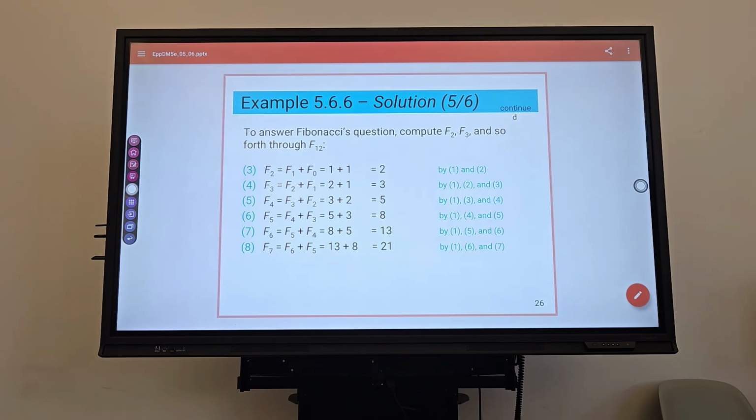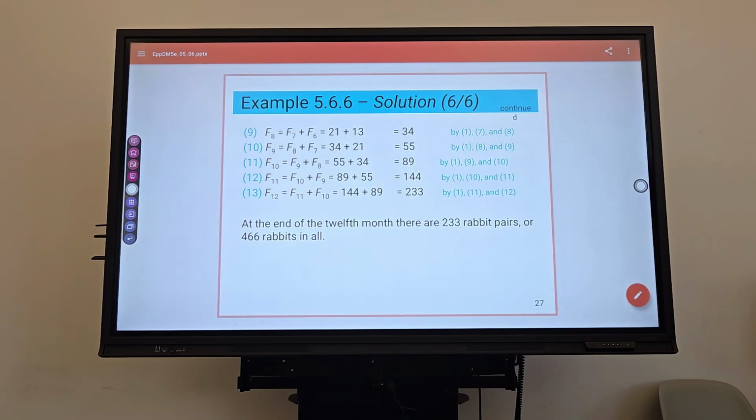To answer Fibonacci's question, you calculate each value from f sub 2, f sub 3, etc. to f sub 12, which gives you a big population growth. At the end of the 12th month, there are 233 rabbit pairs, or 466 rabbits in all.